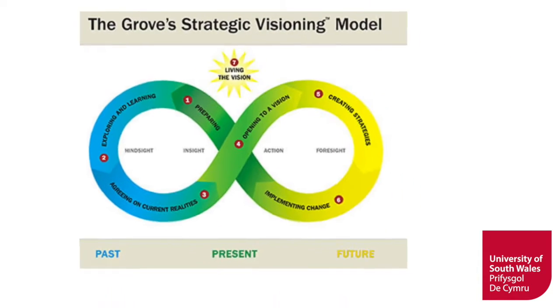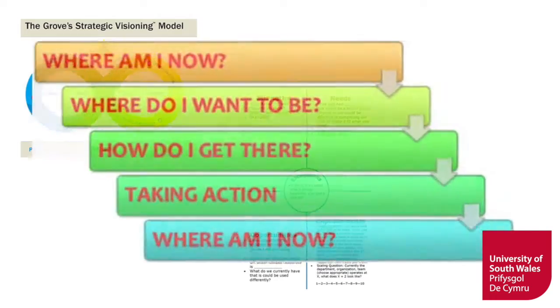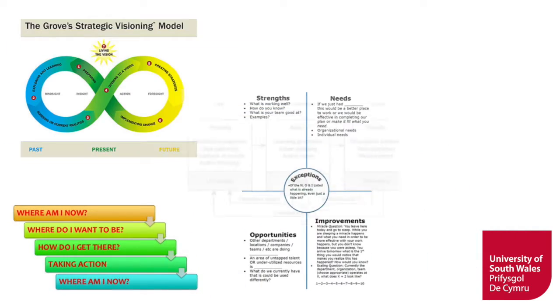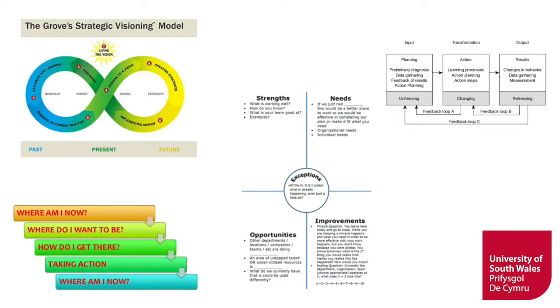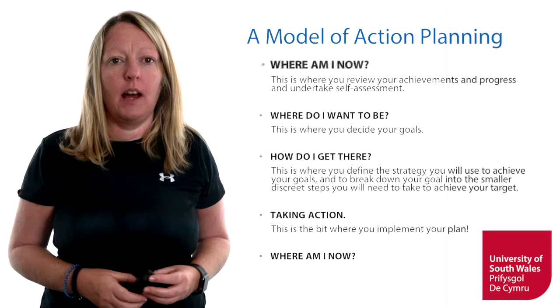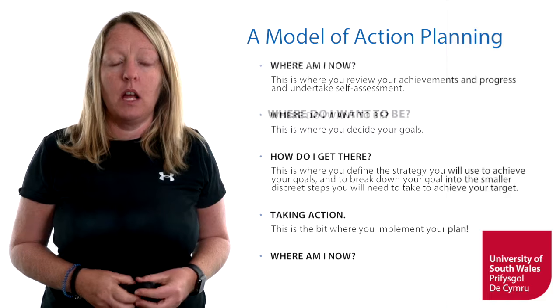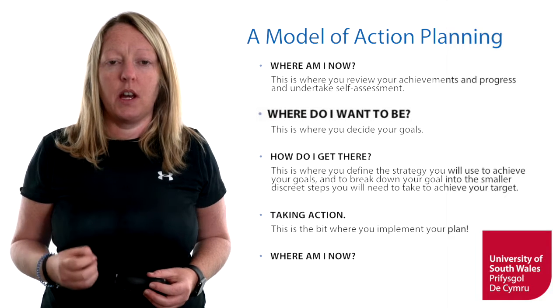So here you can see on screen there's various different action planning approaches. I'm not going to go into each of these in great detail, but you can see some of these examples here on screen. Focusing on one of those in particular, so it might be, where am I now? This is where you review your achievements and progress and then take a self-assessment. Where do I want to be? This is where you decide your goals.